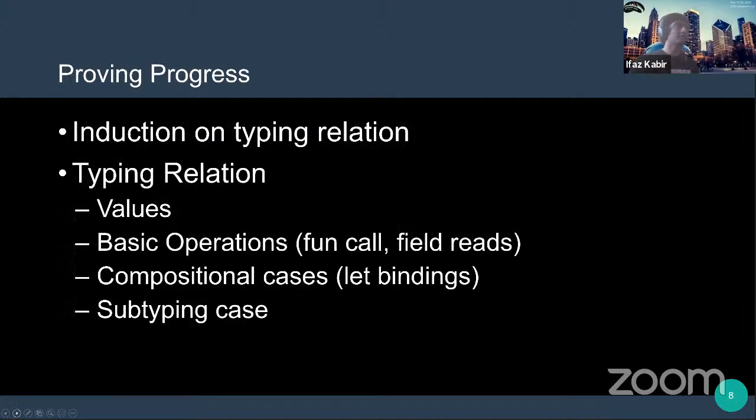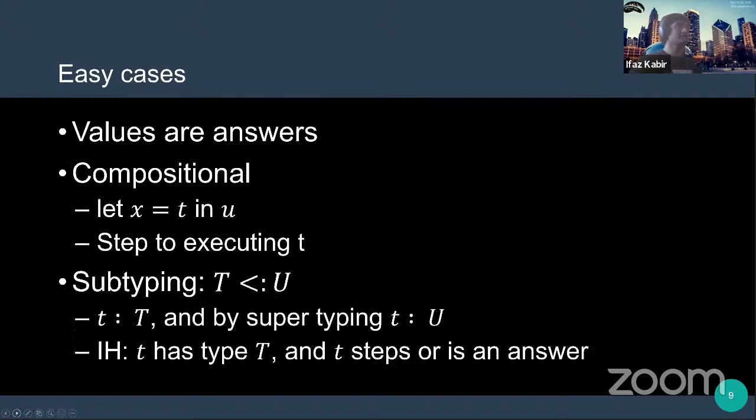So how do you prove progress? You prove progress by an induction on the typing relation. The typing relation will have cases for values and basic operations such as function calls and field reads, some compositional cases, in DOT that's just let bindings, and it'll also have a subtyping case. In DOT, all of these cases are easy. Values are already answers. For the compositional cases, for example, let binding, if you have let x equals t in u, you can step to executing t. So that's how you have taken a step for progress.